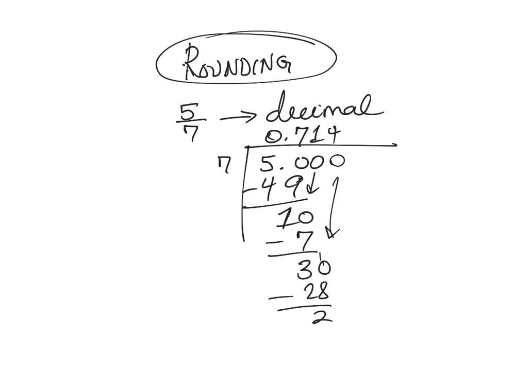Okay, so we don't have to worry about more steps here because they wanted us to round to the hundredth, and the 4 is less than 5. So the answer is 0.71 if we're rounding to the nearest hundredth.